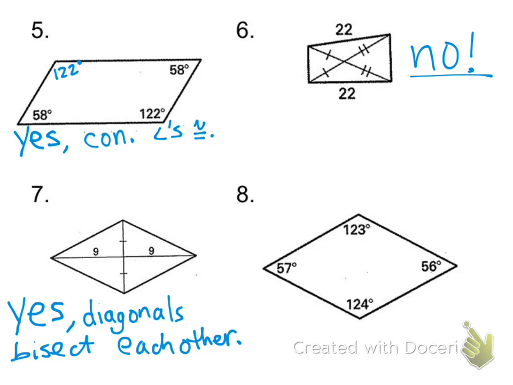And number 8. No. Why is this one a no? None of them are the same. Even just one little degree off is enough to say no. They have to be exactly the same as the angle opposite the angle you're looking at. All right, those are our examples for today. Do you guys have any questions? Okay.